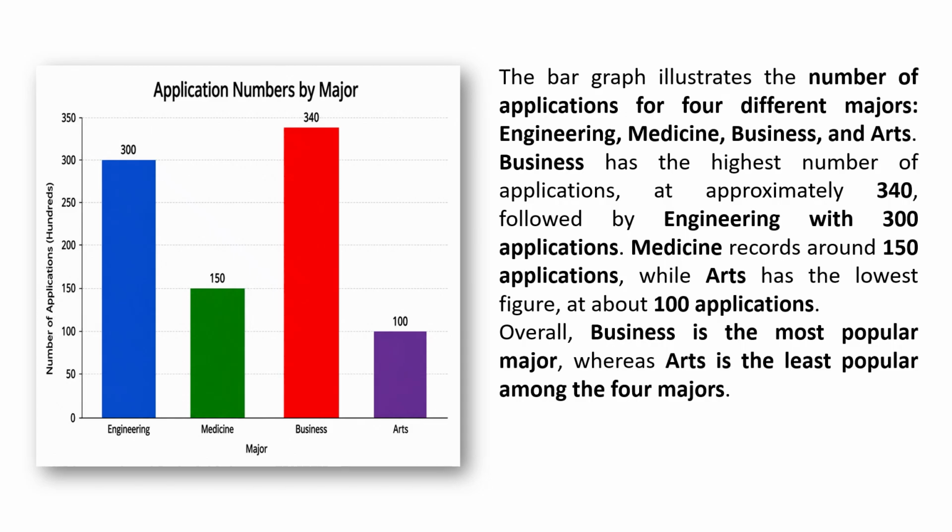The bar graph illustrates the number of applications for 4 different majors: engineering, medicine, business, and arts. Business has the highest number of applications, at approximately 340, followed by engineering with 300 applications. Medicine records around 150 applications, while arts has the lowest figure, at about 100 applications. Overall, business is the most popular major, whereas arts is the least popular among the 4 majors.